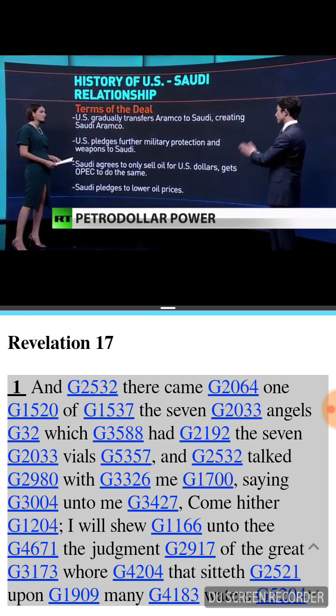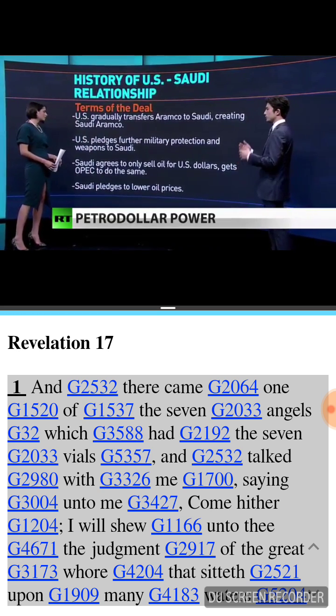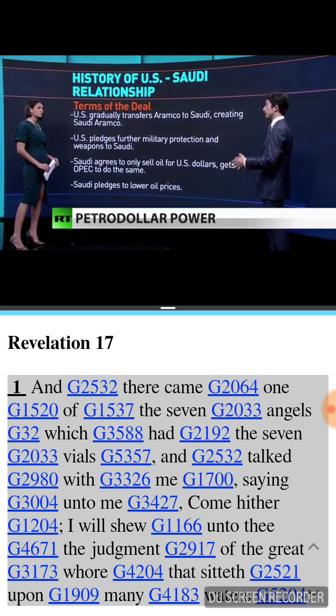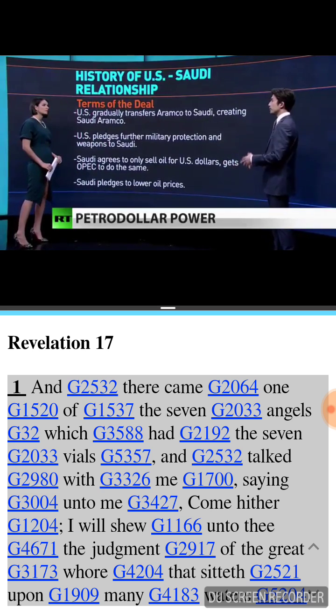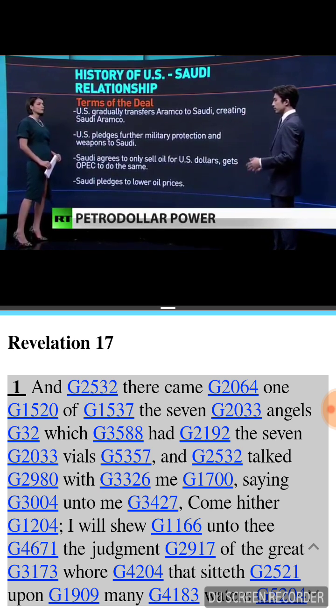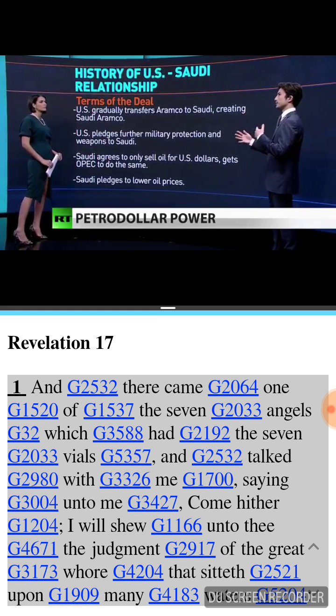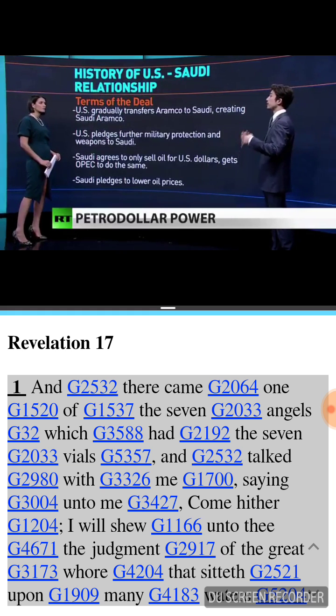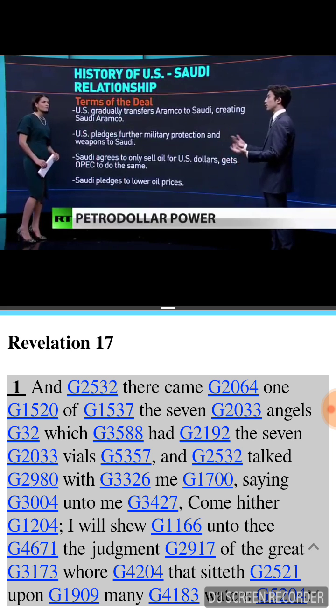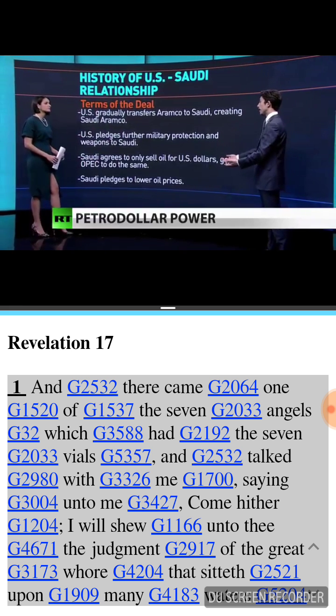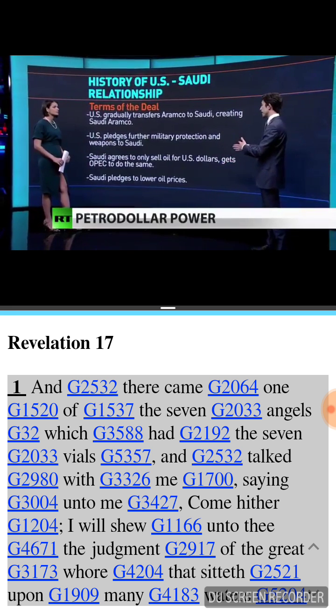And then on the Saudi side of the deal, Saudi agrees to only sell oil in US dollars and gets OPEC to do the same thing. This is the birth of the petrodollar. So the petrodollar is basically a system where all countries in the world need a constant supply of dollars on hand to buy oil. It's the only currency that will buy oil, and it's that way to this day.